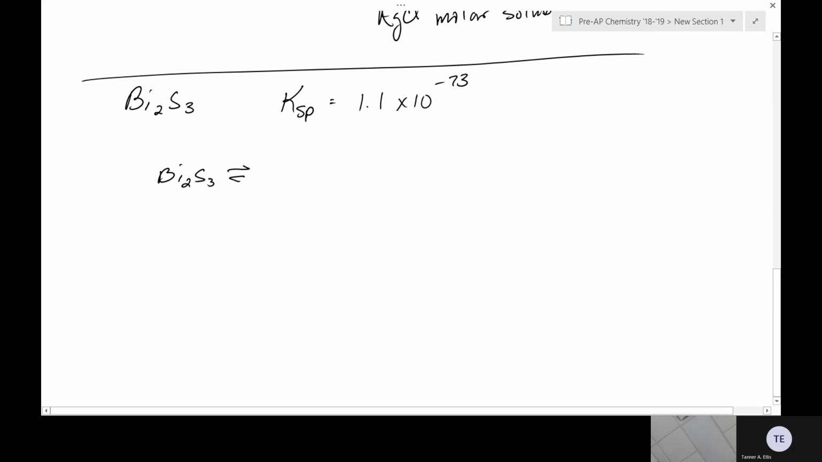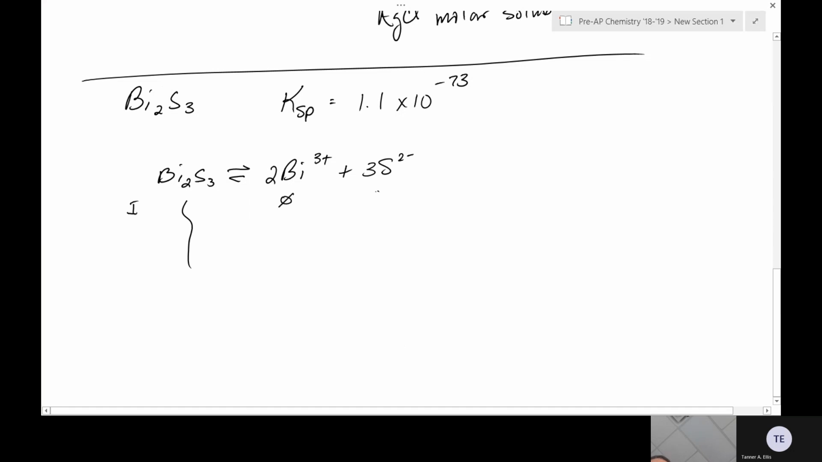And so what we need to do, we're going to start this by writing a dissociation equation. Again, big words, meaning split your ions up. That's it. So bismuth 3+, and there's 2 of those, plus sulfide, which is 2-, and there's 3 of those. All right, everybody with me? Okay. So this guy doesn't matter.